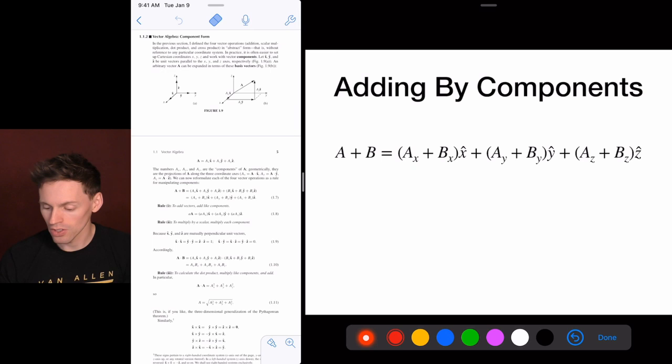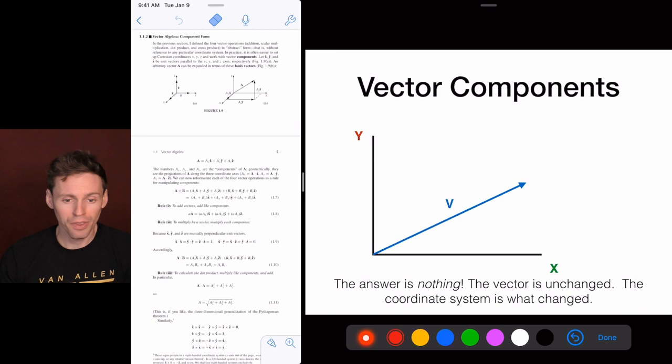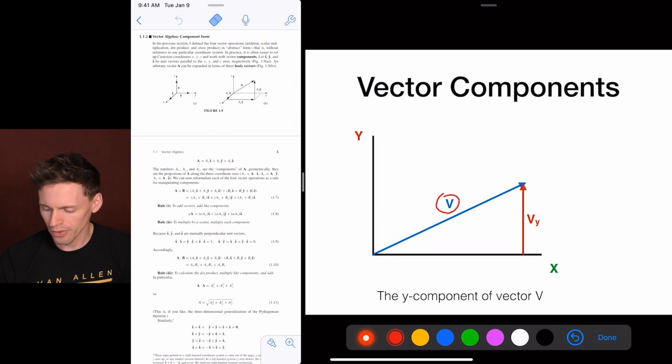So for example, what's the difference between this vector and that vector? Nothing is different. The vector is the same. The only thing we changed was the coordinate system. So let's decompose our vector. This vector v has a y component that we can write as v sub y, and an x component that we can call v sub x.